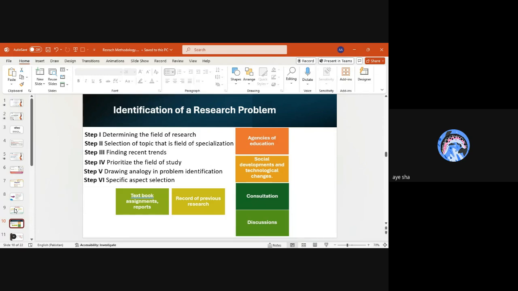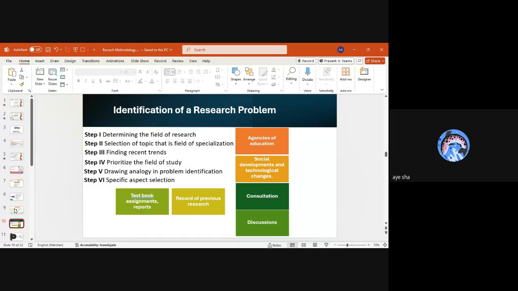And then you will draw the analogy in the problem identification. You will compare what the real problem is, based on your expertise and your interest. And then obviously you will select this aspect, any aspect.